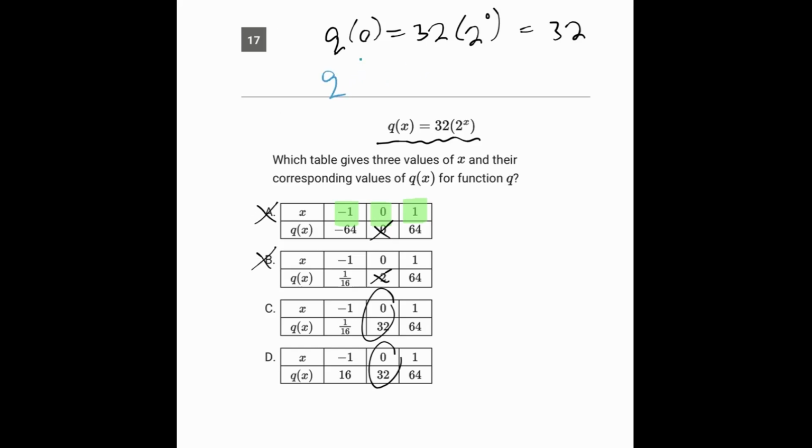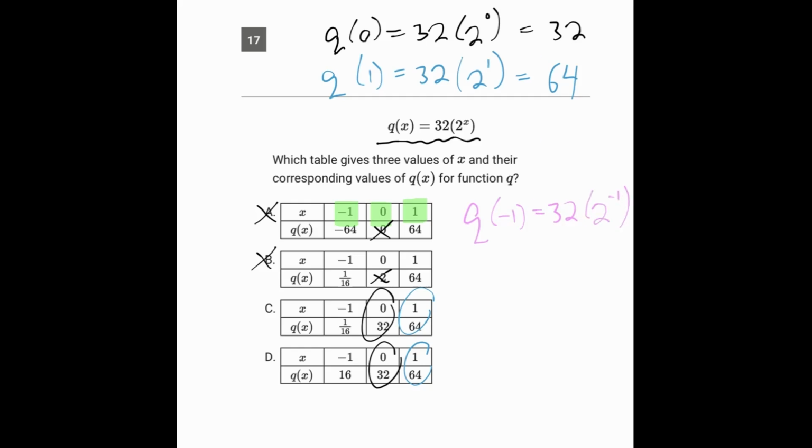Next, let's try Q of 1. So that would be 32 times 2 to the 1. In other words, 32 times 2, which is 64. And both of these answers also have the 64. So let's do the minus one. Q of -1, well, that's 32 times 2 to the -1.